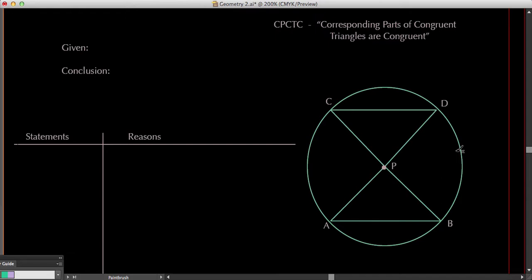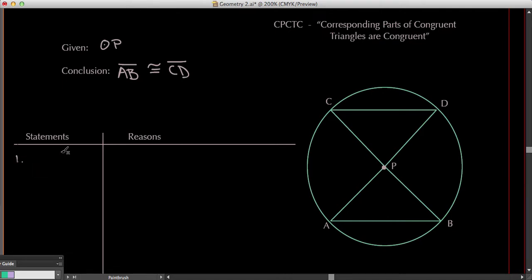So let's actually use this in a proof. We're given a circle here with the center P. So we're given a circle P. And let's try to conclude that AB is congruent to CD. Okay? Simple enough.